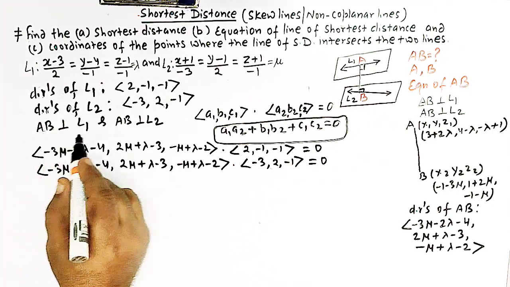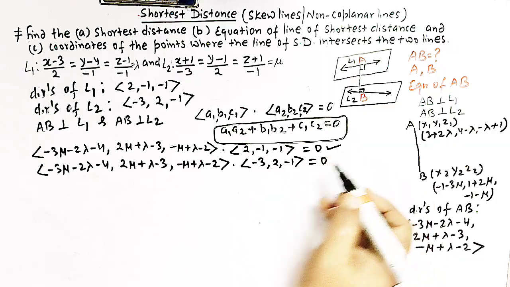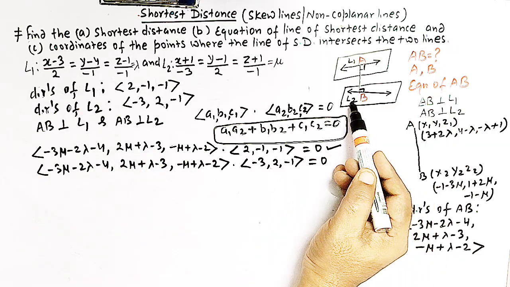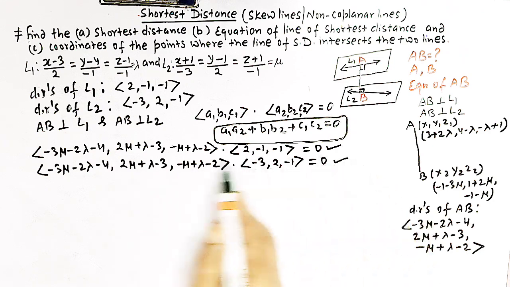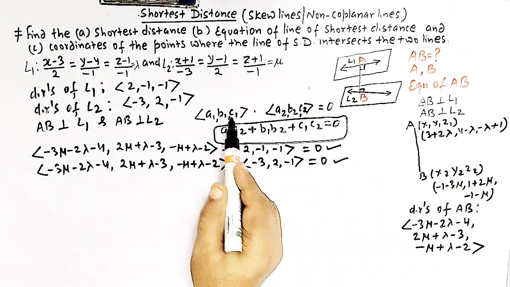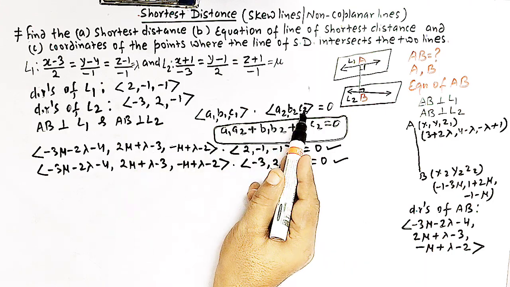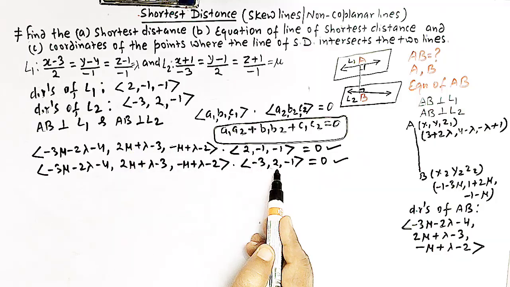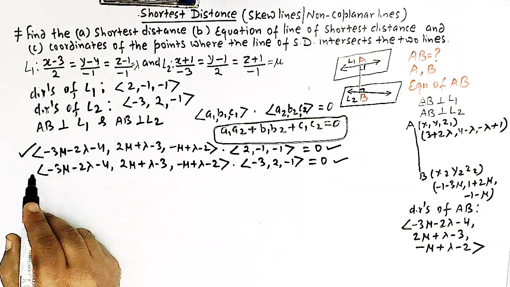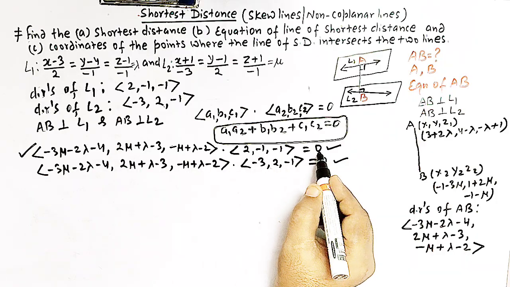So when AB is perpendicular to L1, we have this condition, and when AB is perpendicular to L2, we have this condition. So in this case, A1, B1, C1 are these three numbers, and A2, B2, C2 are minus 3, 2 and minus 1, right? So let us first frame an equation using this condition.